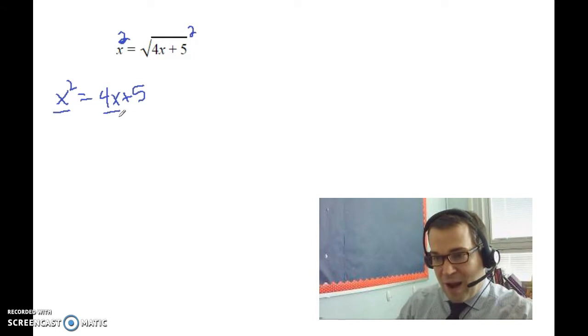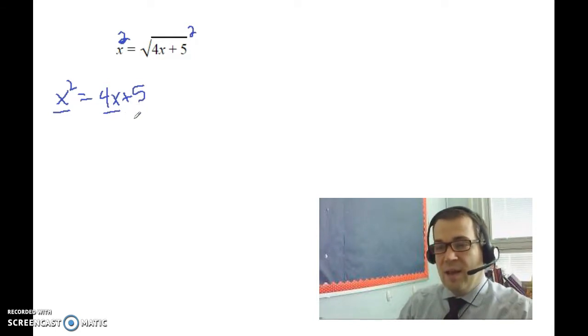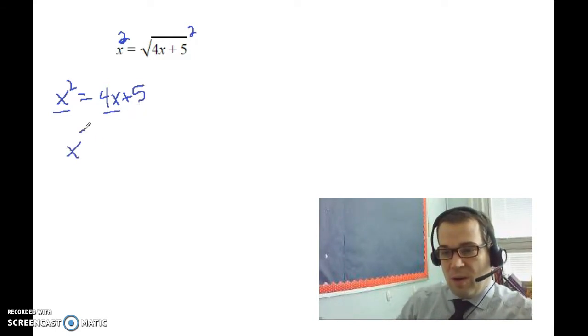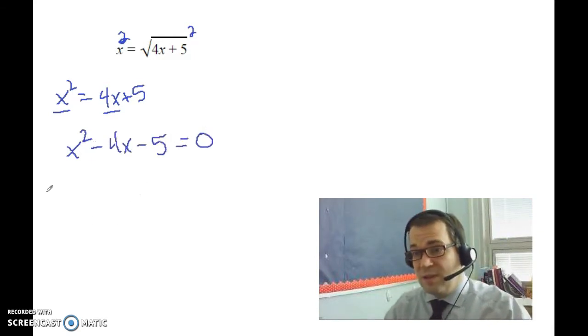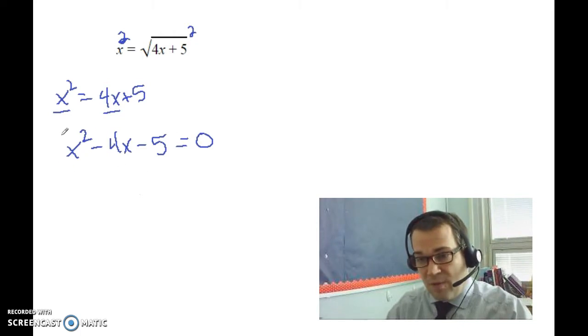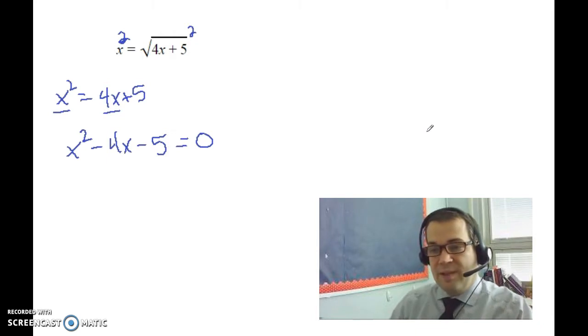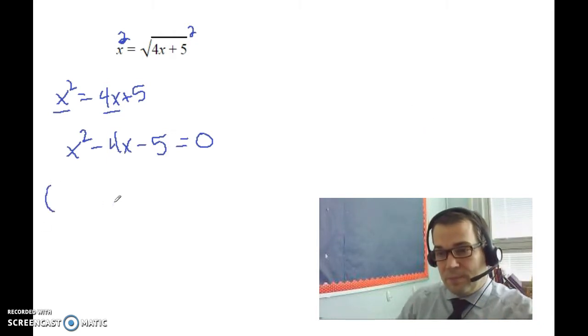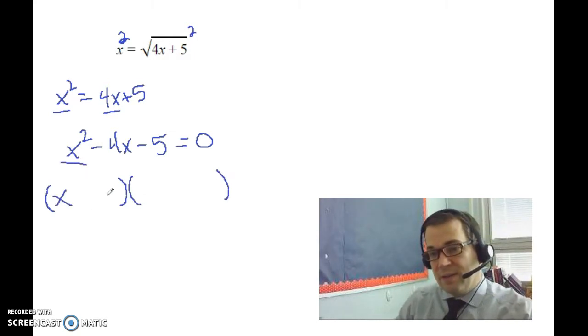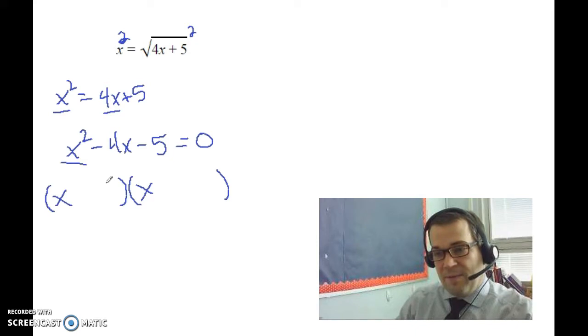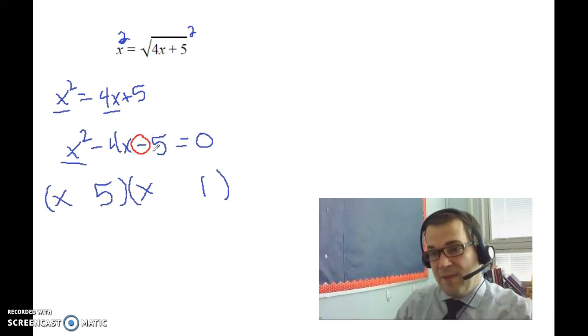But what I'll do here is I'll subtract a 4x, I'll subtract 5 from both sides, and when I do that, I'll end up having x squared minus 4x minus 5 equals 0. Please notice I wrote this in standard form with the x squared term first, and then the x term, and then the constant term, because that's how I think about the factoring. When I try to factor, I want to find things that multiply to make x squared. X and X. I'd like things that multiply to make 5. So 5 and 1 are the only things that'll work. They will have opposite signs because it needs to multiply to make negative 5.